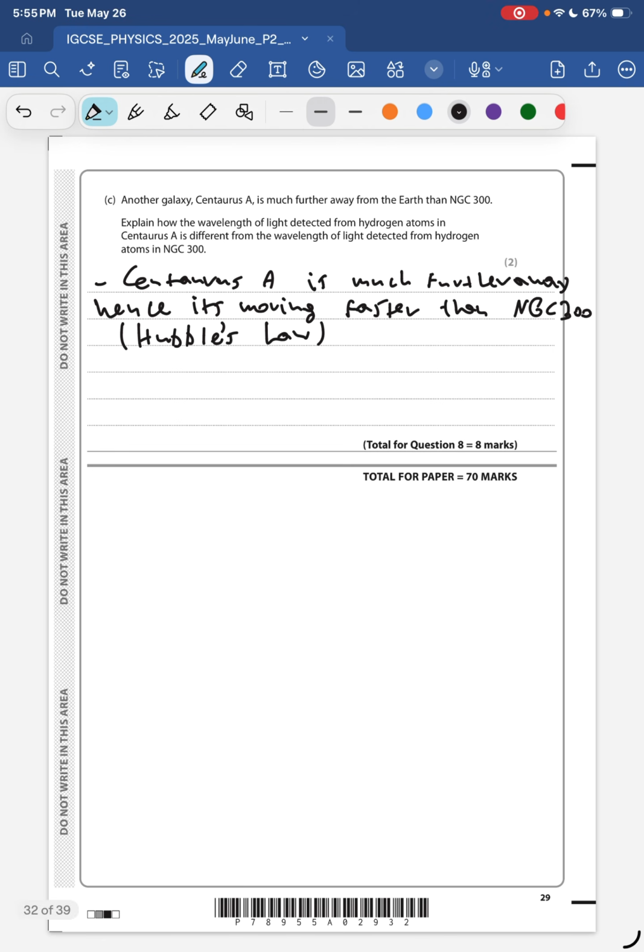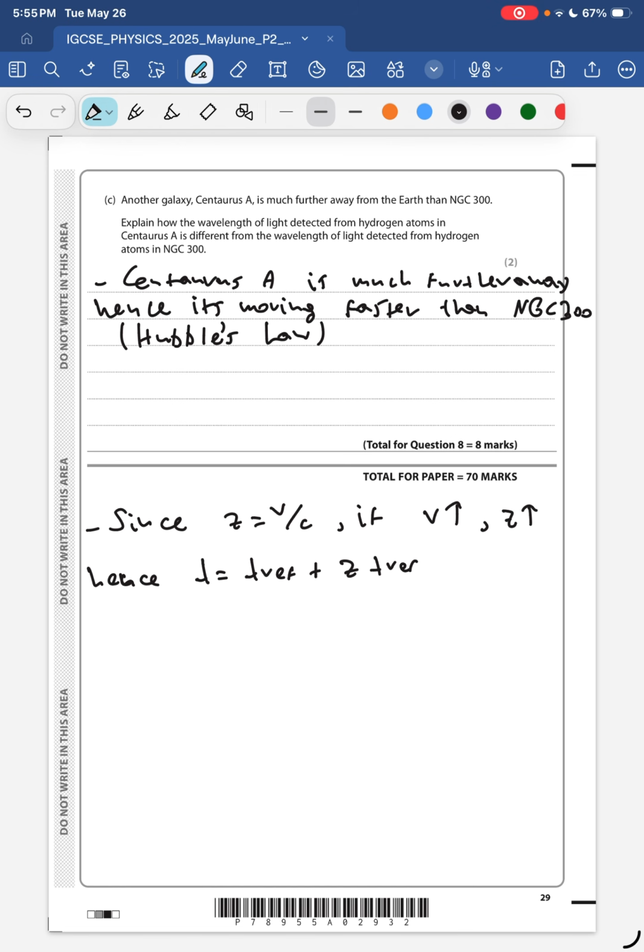Okay, so since z is equal to v over c, okay, if v is larger, then z is also larger, okay, hence lambda is going to be lambda reference plus z lambda reference. Therefore, lambda is going to be more red shifted. Okay, so this was question 8, and this concludes the paper.